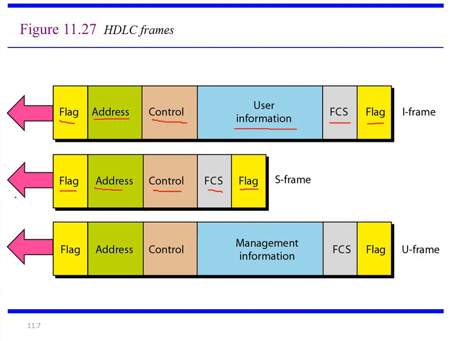And the third frame is the U frame. It also consists of flag, address, control. Now the information here is management information. In the I frame it is user information, and here it is management information, so that is the difference. Then the FCS and the flag. In most cases this is the question asked in question papers, so you need to focus on such kinds of HDLC frames.